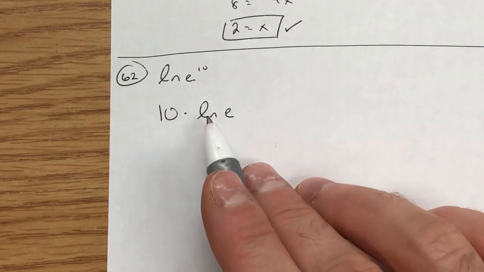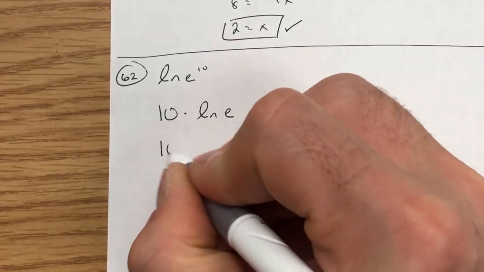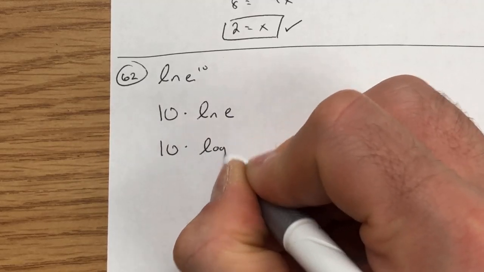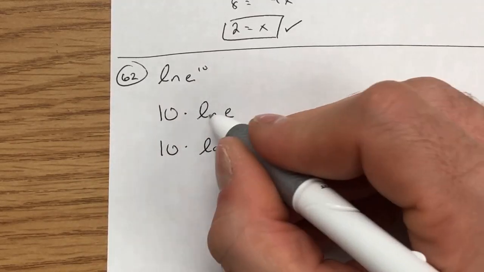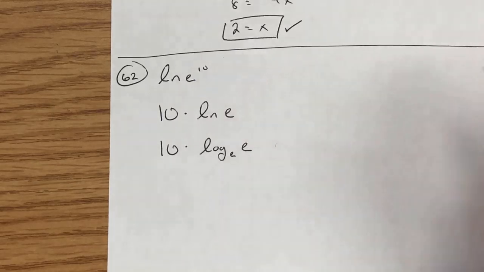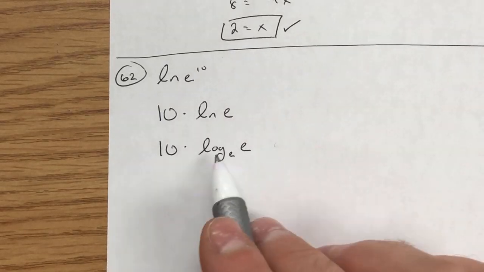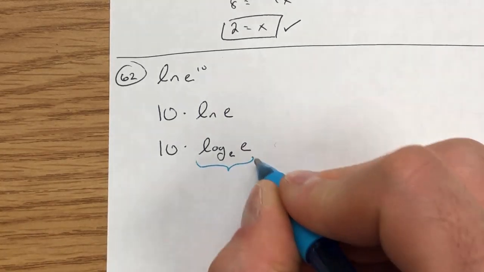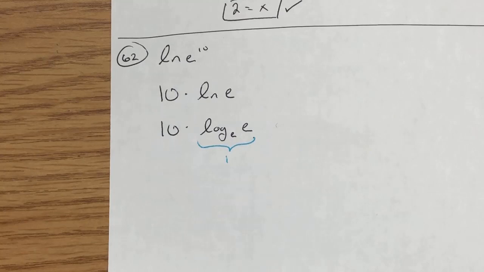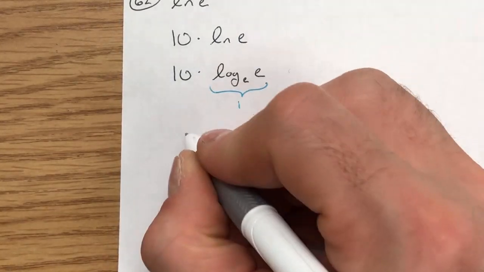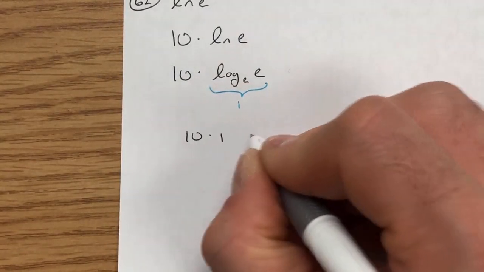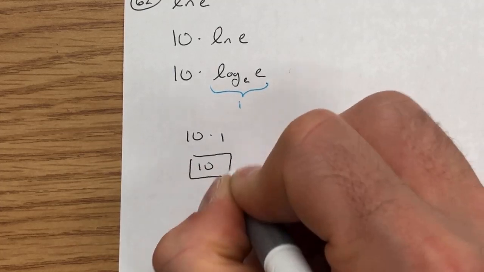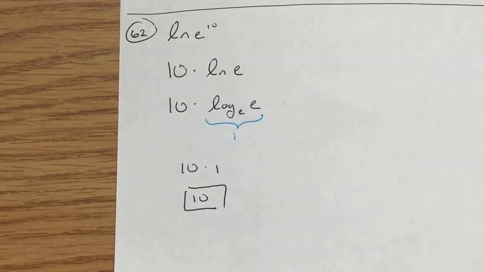The second thing I know is that the natural log is really just log base e. So if that's log base e of e, this is asking us e to what power is e? Well, e to the first power is e, so that's really just a fancy way of saying 1. So we're saying 10 times 1 is what? 10.